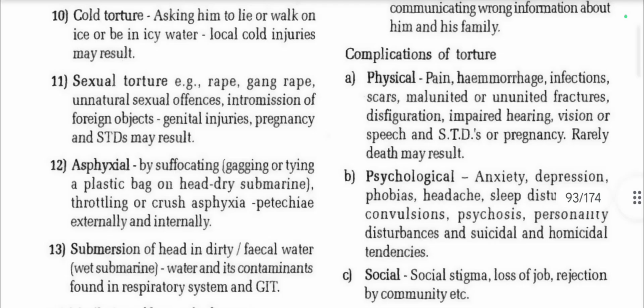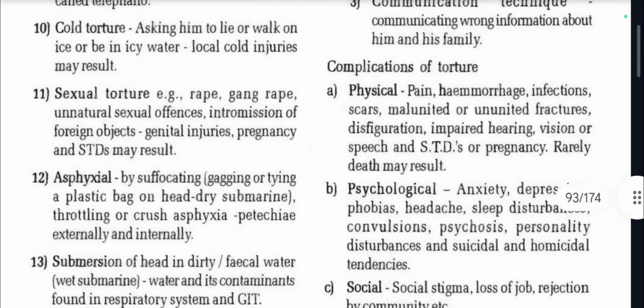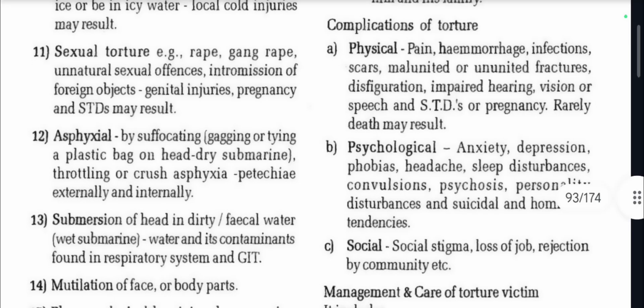Now, what are the complications of torture? Physical, psychological, social. Three complications are there. Physical: pain, hemorrhage, infections, scars, malunited or ununited fractures, disfiguration, impaired hearing, vision or speech, and STDs or pregnancy. Rarely death may result. Then what about psychological? Anxiety, depression, phobias, headaches, sleep disturbances, convulsions, psychosis, personality disturbances, and suicidal and homicidal tendencies. Social: stigma, loss of job, rejection by community. So these are the complications: physical, social, and psychological.